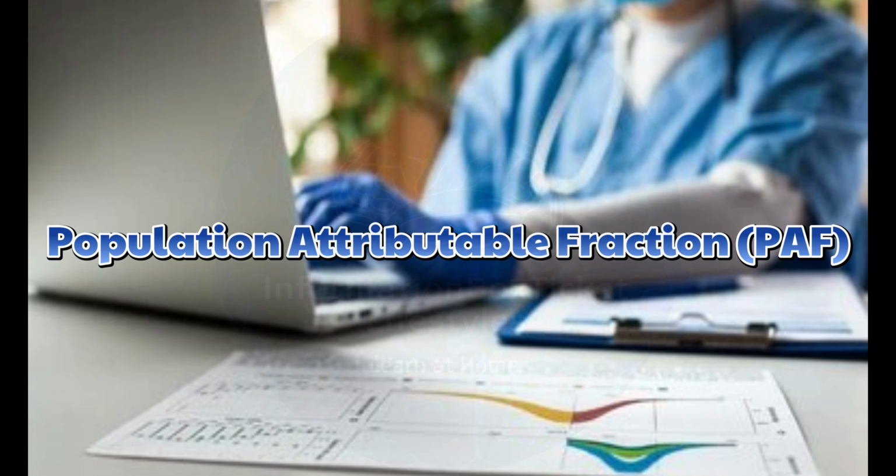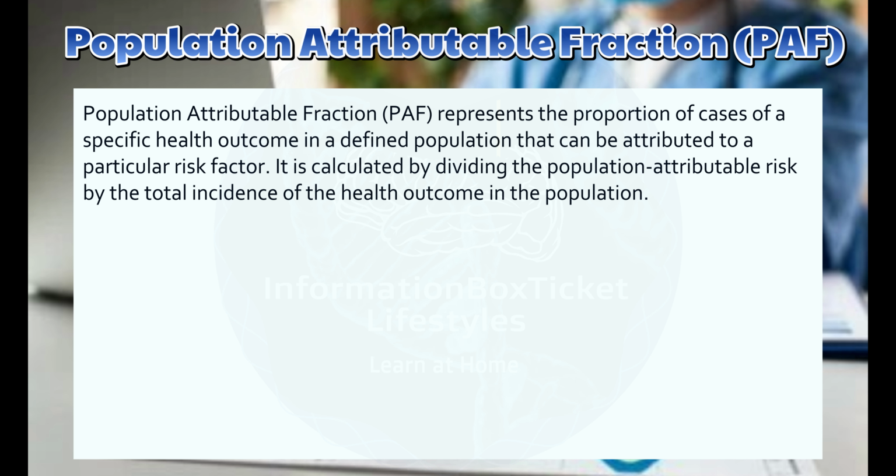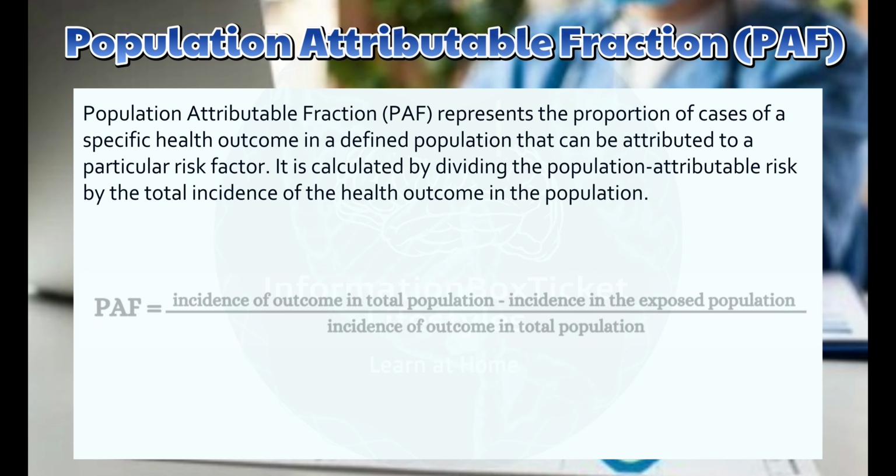Population attributable fraction. Population attributable fraction represents the proportion of cases of a specific health outcome in a defined population that can be attributed to a particular risk factor. It is calculated by dividing the population attributable risk by the total incidence of the health outcome in the population.